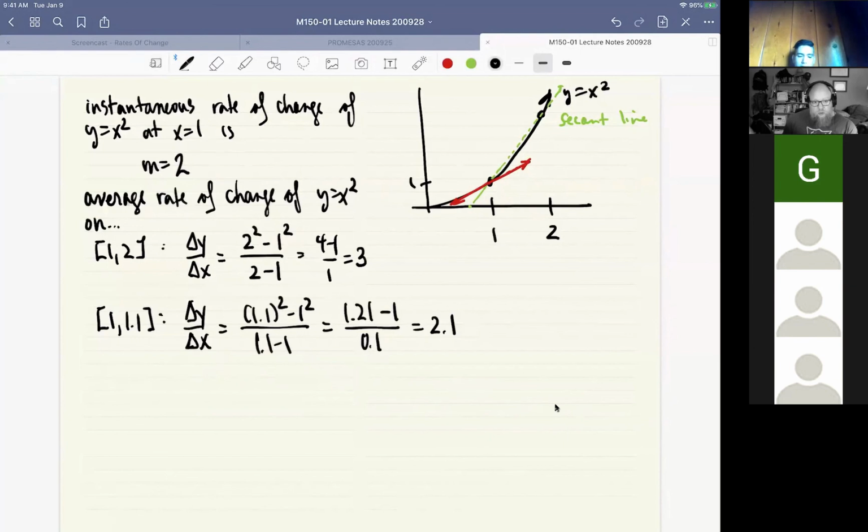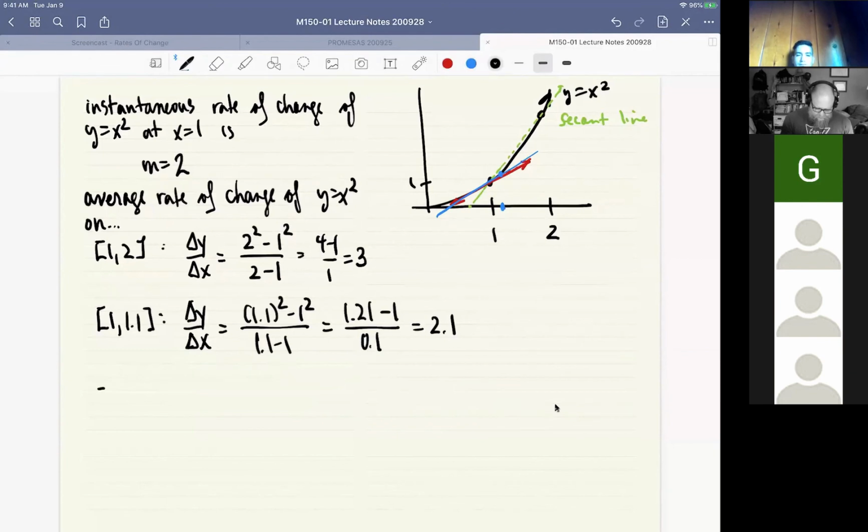And so I get about 2.1 for that average rate of change. And you can tell that on this interval, that secant line is going to have a slope that's a lot closer to the slope of my tangent line. Okay, so this is what's happening with average rates of change on intervals that are close to or contain a point at which you've got a tangent line.